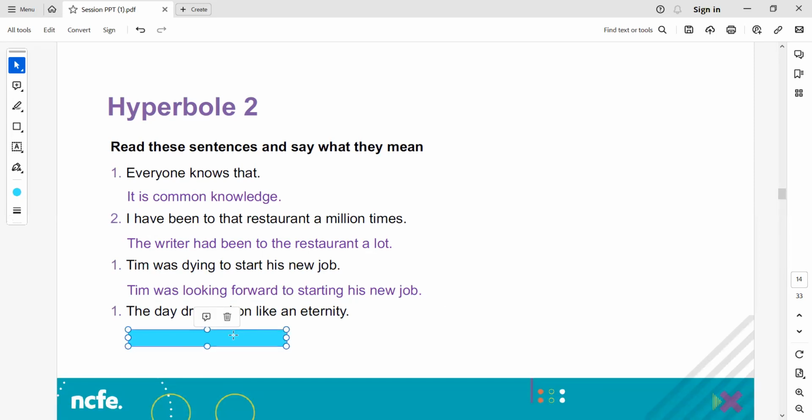The day dragged on like an eternity. So instead of eternity, every time we did, forever. Again, forever would be hyperbole as well, because it isn't literally lasting forever. It felt like a long day. Well done. It felt really long.